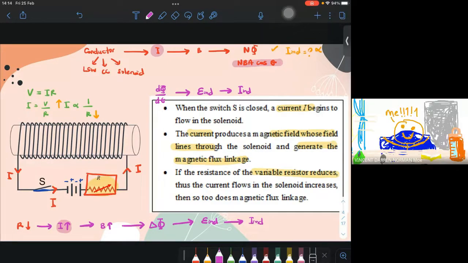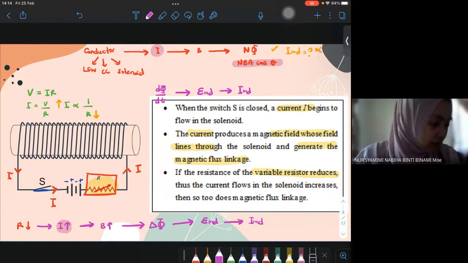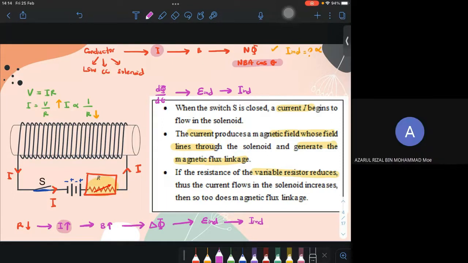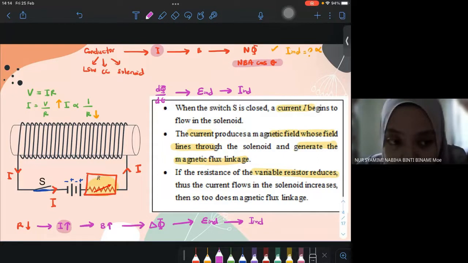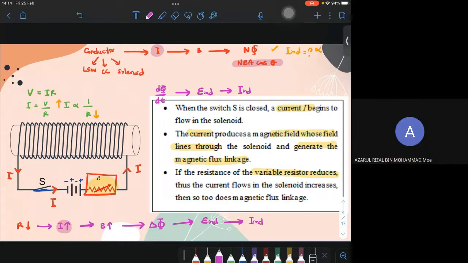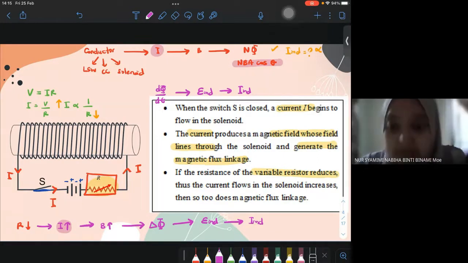Faham, madam. Faham? Suara saya jelas ke? Suara saya putus-putus? Jelas, madam. Jelas. Okay. Alright.